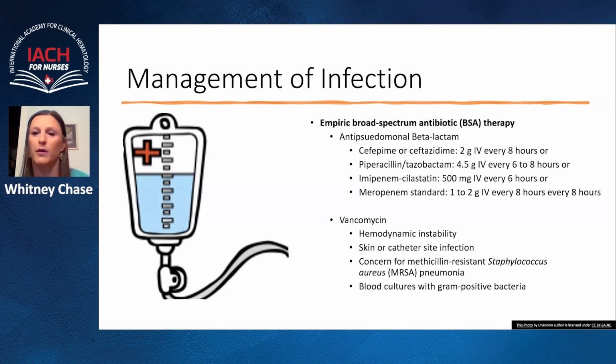For example, at Vanderbilt, where I work, piperacillin had the best pseudomonal coverage until a couple of years ago, and now it's cefepime. So some indications to potentially add vancomycin to that would include hemodynamic instability, skin or catheter site infection, concern for MRSA pneumonia, and gram-positive bacteremia before final speciation and susceptibilities are available.